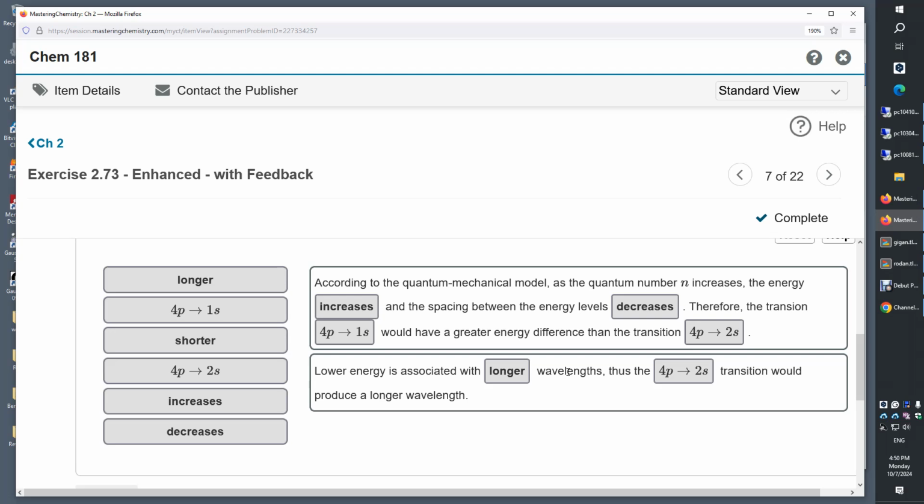There's the equation: the frequency times the wavelengths equals the speed of light, which is a constant. So when you have a longer wavelength, you have a lower frequency and then lower energy. So that's why we choose this. From 4p to 2s, this transition has a smaller energy difference. That means smaller photon energy, lower photon frequency, longer wavelengths.